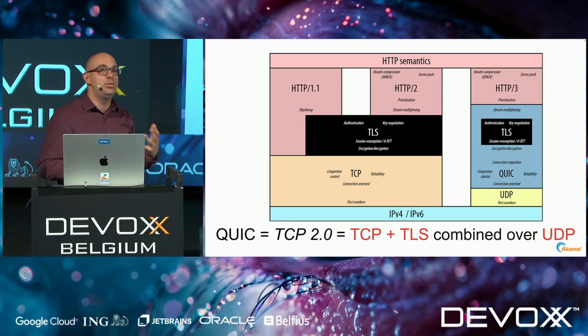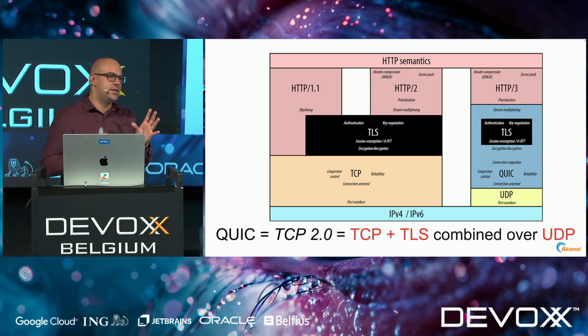For example, it deeply integrates with TLS, the Transport Layer Security protocol, which encrypts the data. In TCP, that is a completely different thing on top. In QUIC, it is fully integrated into the protocol. The other thing we're going to look at is that QUIC is running on top of UDP, which is very weird, and we'll see soon why.